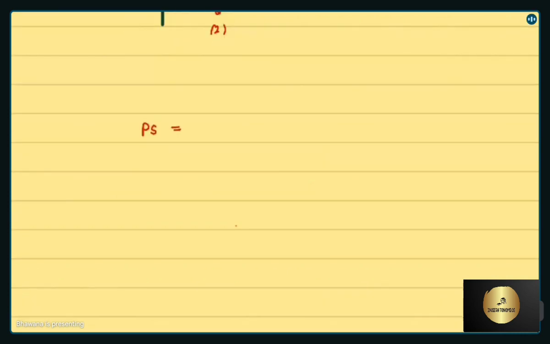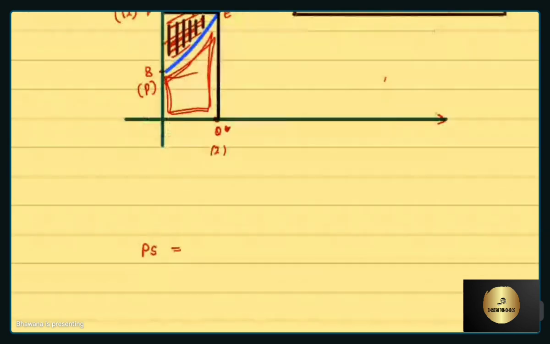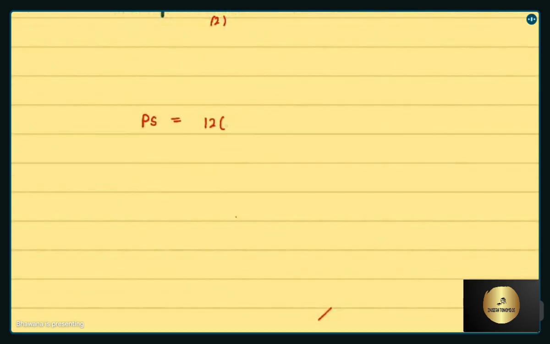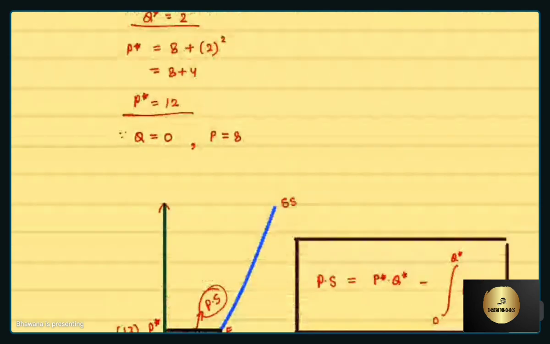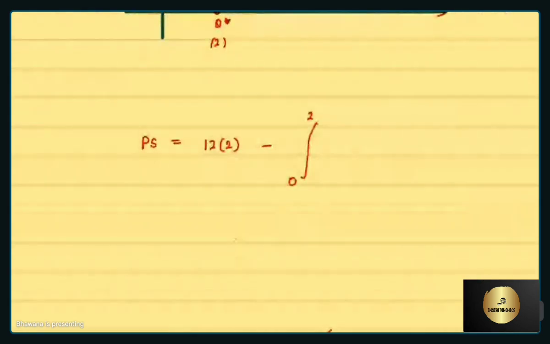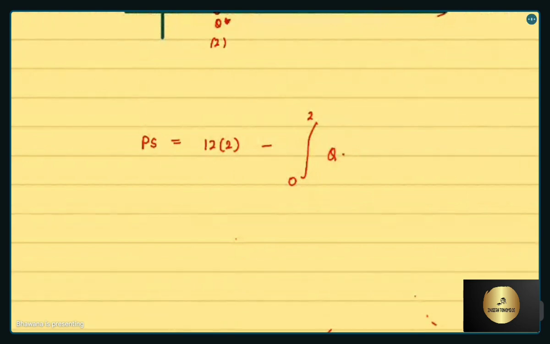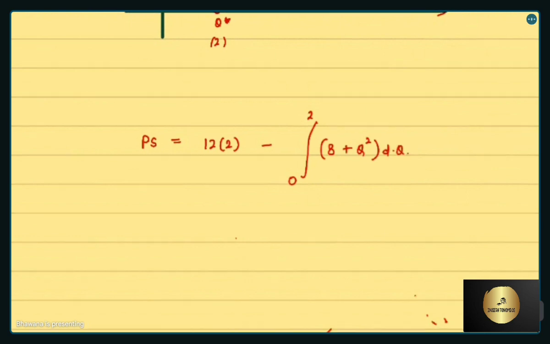So your producer surplus equals P star times Q star. What is your P star? 12. What is your Q star? 2. Minus the integral from 0 to Q star, which is 2, of our function, which is 8 plus Q square. And we have to integrate it with respect to Q.